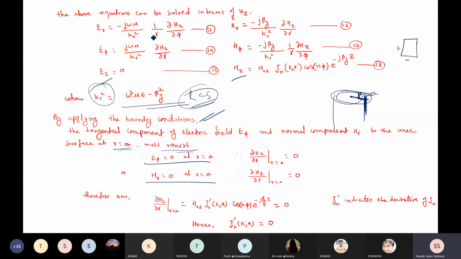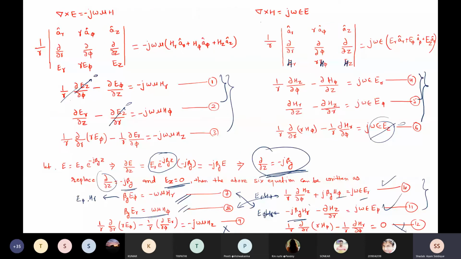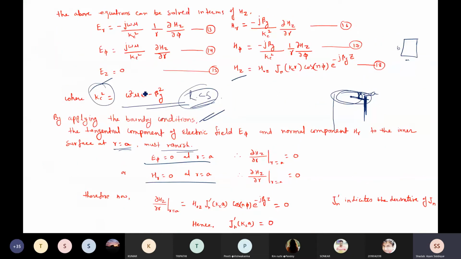If you take Eφ equal to 0 in this equation, what will happen? Eφ is equal to 0, so ∂Hz/∂r should be equal to 0 at r equal to a.